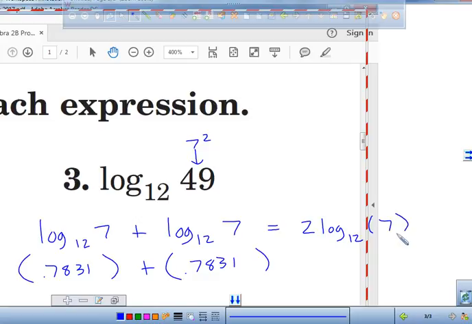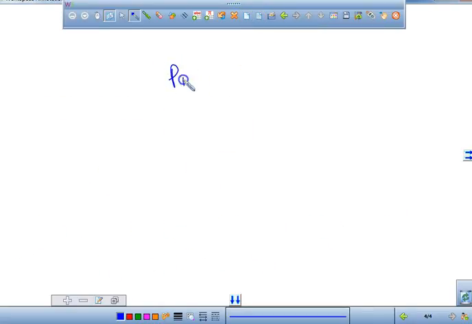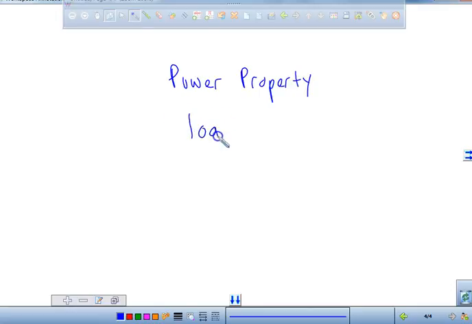Now, by the way, what we're going to do right now for problem number 3, we're going to talk about something called the power property. So right now, I want you guys to write in your journal. Okay? Write in your journal, power property. And the power property states this. If you have a logarithm, base p, and you have n to the power of n, this will equal n times the logarithm base p of n.